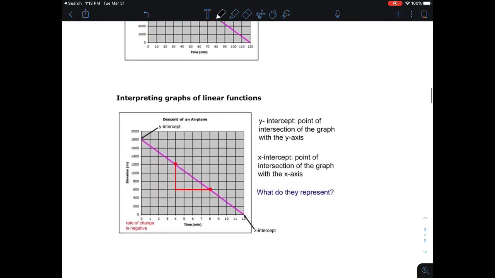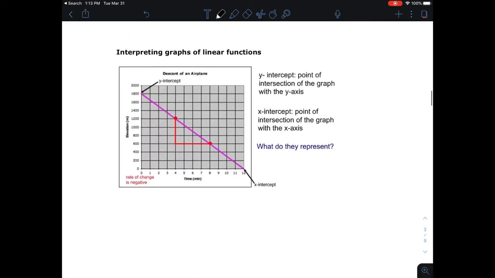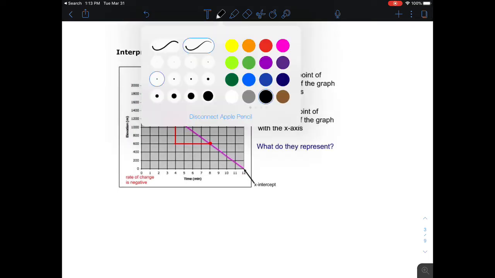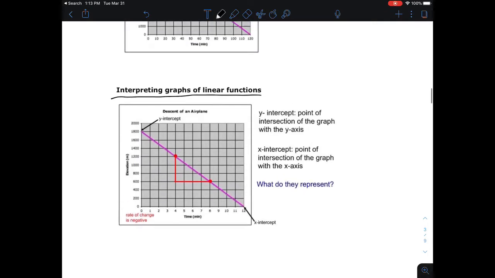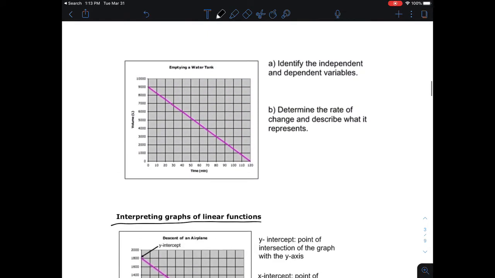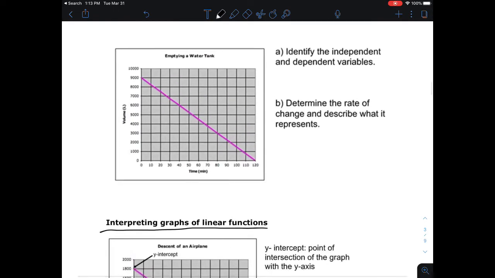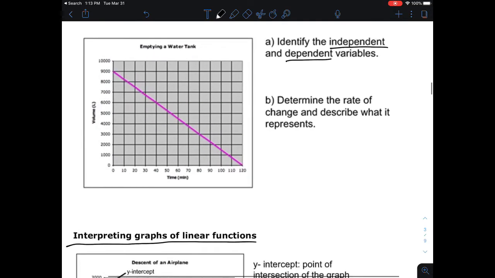Okay, so in this video we're going to be looking at interpreting graphs of linear functions. That is our title for today. But before we look at this problem, I just wanted to go back and look at this graph. So we were asked to identify the independent and dependent variables.